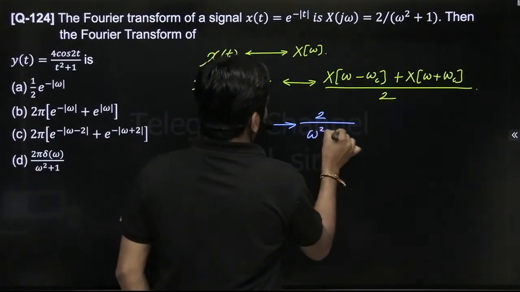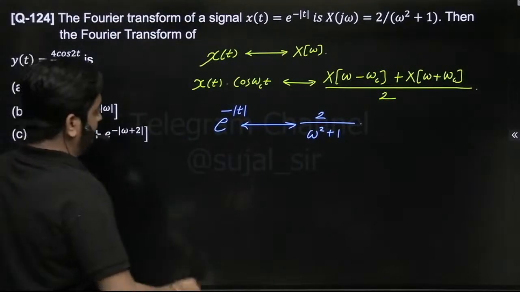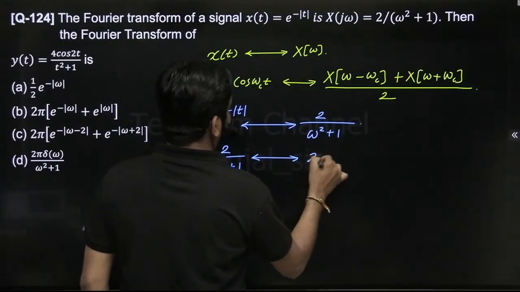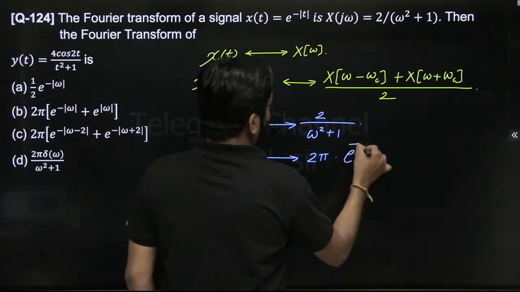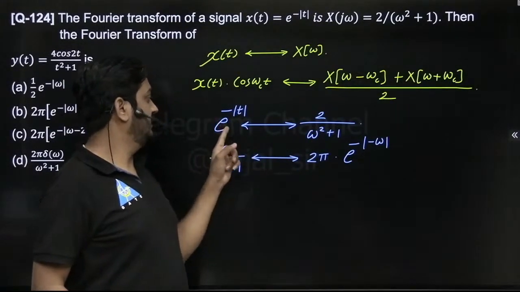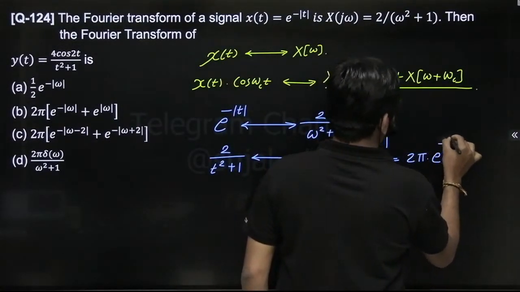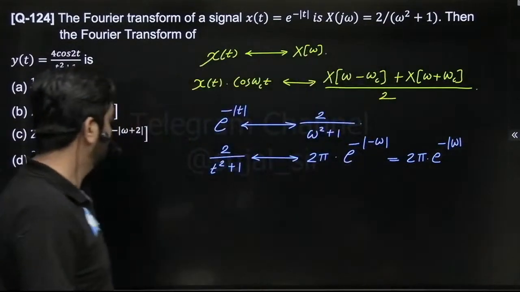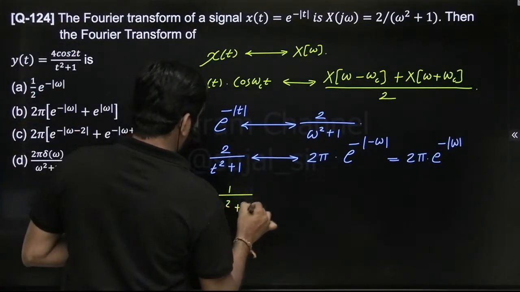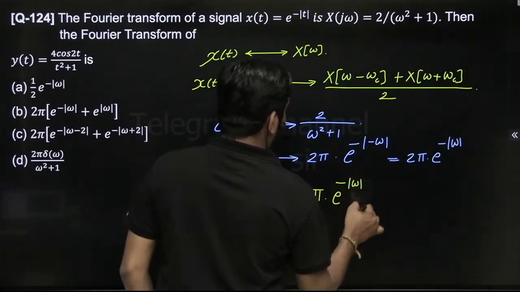2 upon omega square plus 1. So we can use the duality property: for 2 upon t square plus 1, its Fourier transform will be 2 pi e to the power minus mod omega, where omega becomes t and t becomes minus omega. So it will be 2 pi e to the power minus mod omega. Correct? So the 2 cancels out. The Fourier transform of 1 upon t square plus 1 is nothing but pi e to the power minus mod omega.